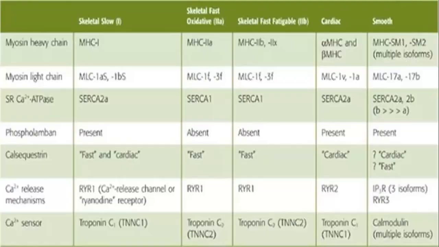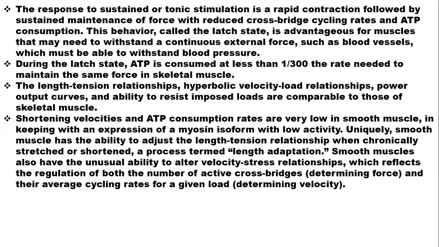Now, in the skeletal, cardiac and the smooth muscle, you can see here that the calcium, instead of troponin C, there is presence of calmodulin in smooth muscle. And you can see the ryanodine receptor channel, the isoforms are different for the different muscles. Even the SERCA pump isoforms differ between them. Now, we will see something in more detail about the smooth muscle.